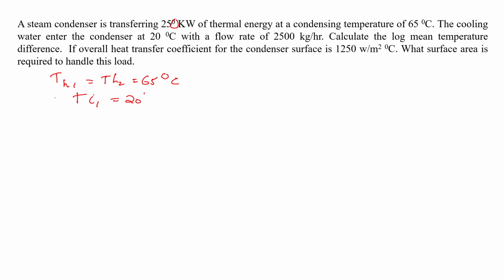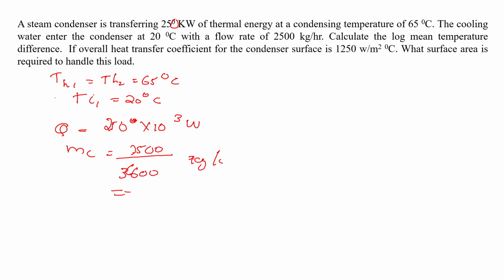TC1 is equal to TC2 degrees Celsius. Q is equal to 250 times 10 to the power 3 watt, and MC is equal to 7500 divided by 3600, so 8 kilogram per second. That will be, and U value will be 1215.